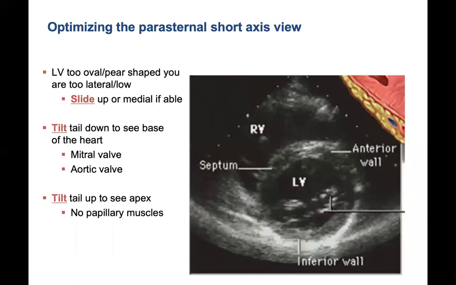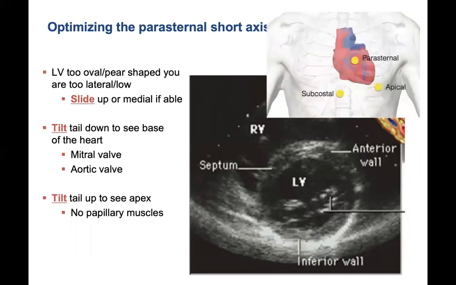So to optimize that short axis view, if that left ventricle is too oval or too pear-shaped, you're probably too low. So remember, we said if you're coming down here and getting your parasternal view, if you're too low on the chest, you're really getting close to that apical view. Of course, you're more medial. But when you do that, this angle looking up at the heart is going to make that left ventricle look more like an oval shape, which will make that septum appear to be flat, or it will look more pear shaped. So in that instance, you want to slide up or maybe even more medial if you can.